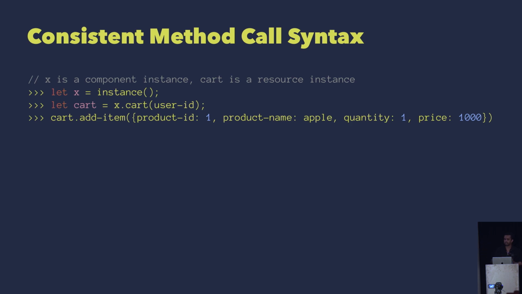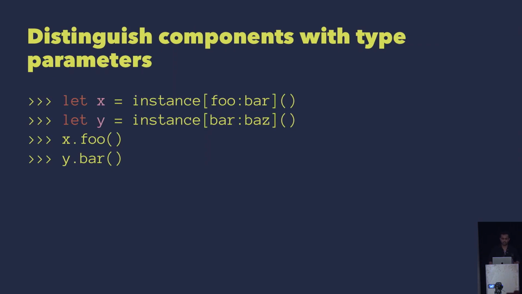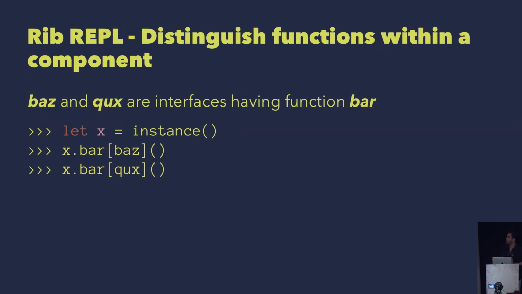So cart here is a resource, and now I can call the functions within that resource. Any hierarchy will be consistent with a method call syntax. And here is how you can distinguish components. If there are multiple components in the same context, you can distinguish them using a type parameter, and the type parameter takes root package names. This is not yet released, but the next one is released.